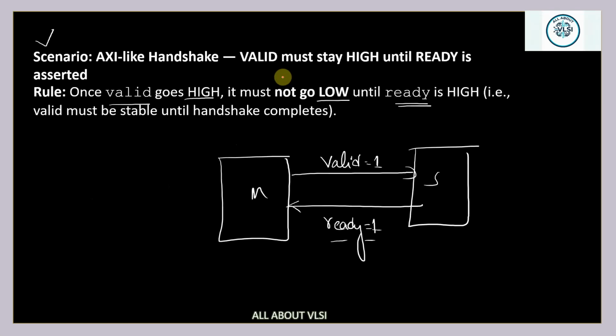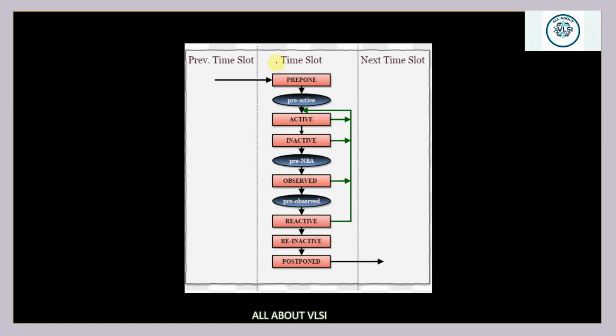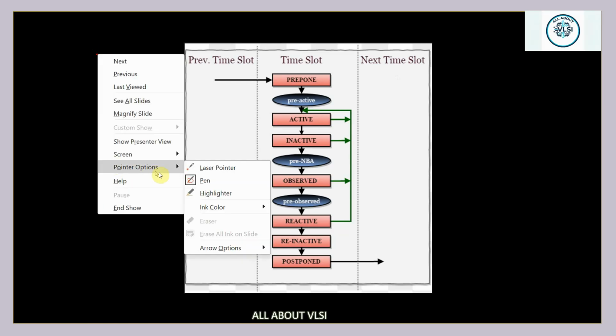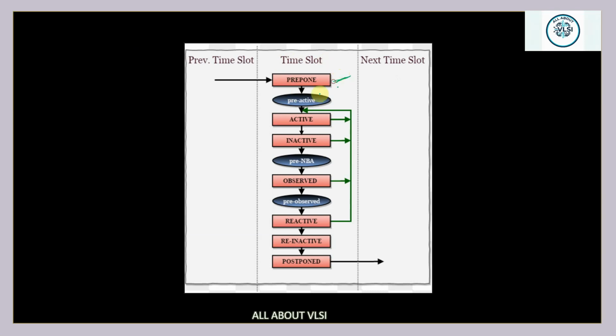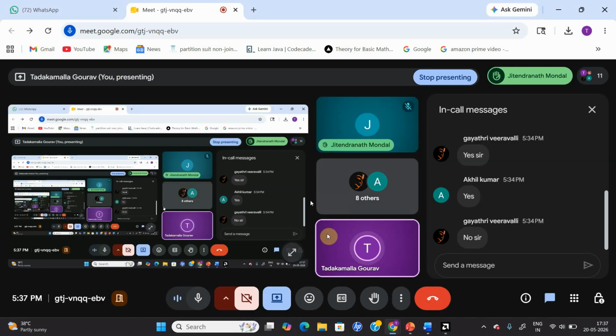Now, coming to the event scheduler which we are going to have in SystemVerilog, these are the different regions. The very first region is the prepone region, followed by pre-active, active, and inactive. The active region and inactive region we already had in Verilog. The pre-active region and pre-NBA region were added in SystemVerilog, along with the prepone region, observed region, reactive region, re-inactive region, and postpone region. So these are the different regions.